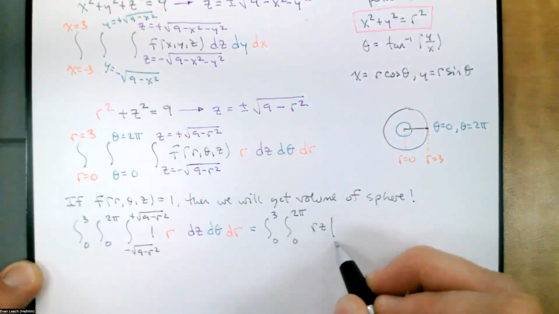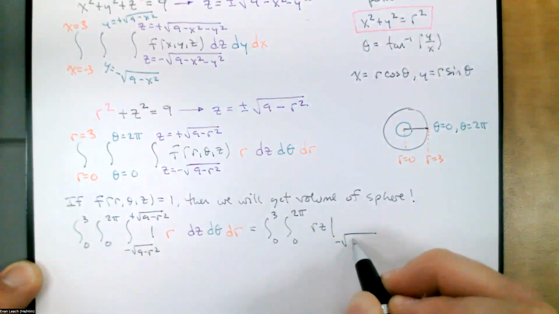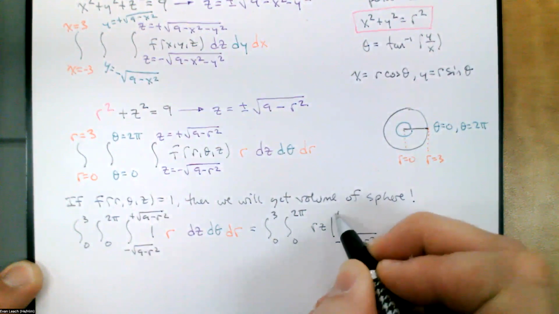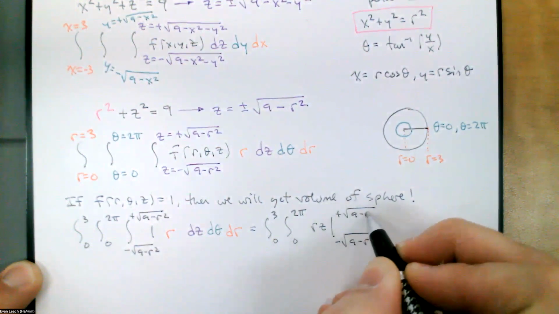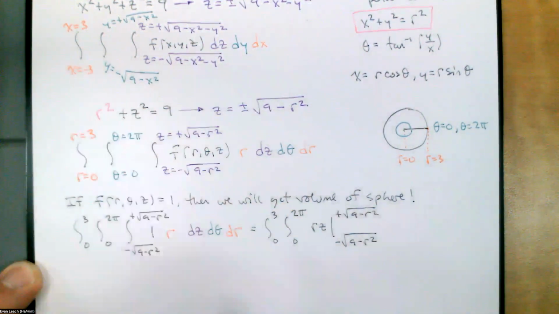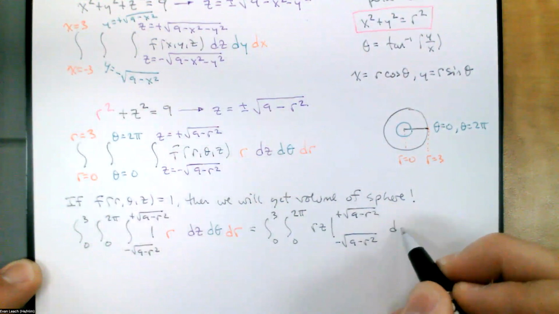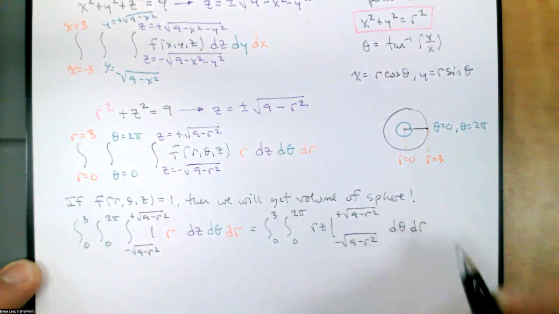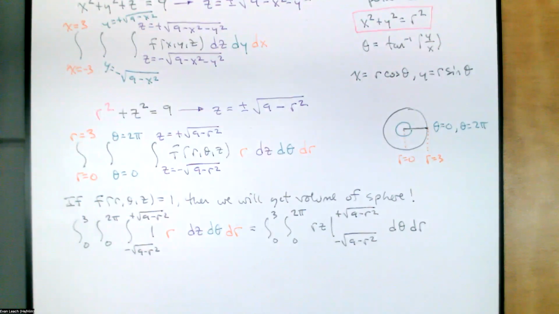And we'll evaluate from negative square root of 9 minus r squared to plus square root of 9 minus r squared. At this point, if we don't look ahead carefully, we might think, oh, is this not just going to lead to more trigonometric substitution? Why is this not going to lead to more trigonometric substitution?